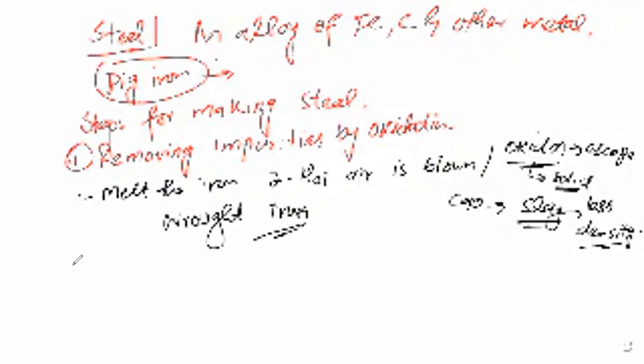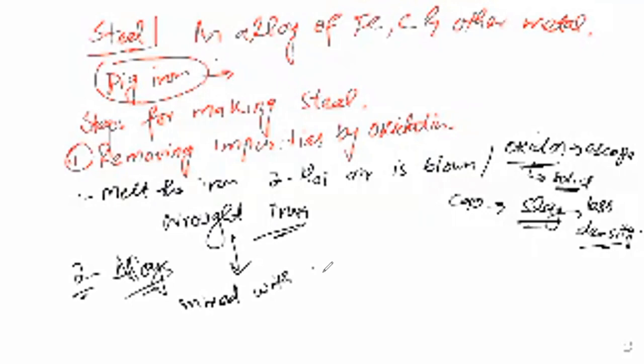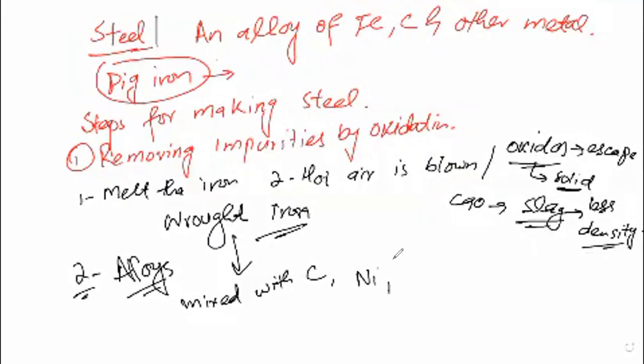The second process is making alloys. This wrought iron is mixed with carbon, and sometimes with nickel, and sometimes with manganese. In this way we get steel of different qualities. Now we are going to discuss the types of steels.